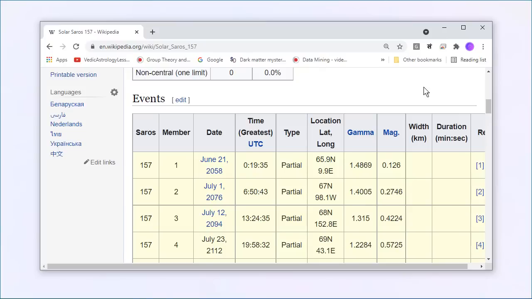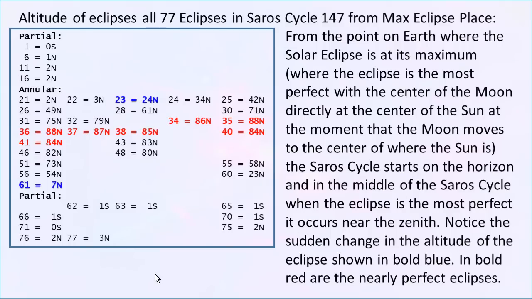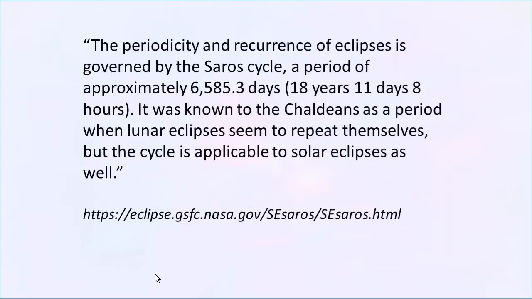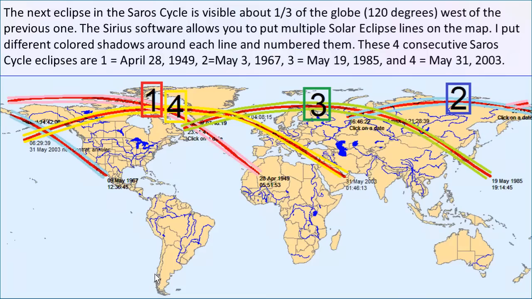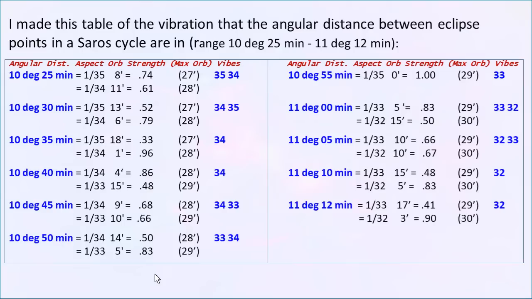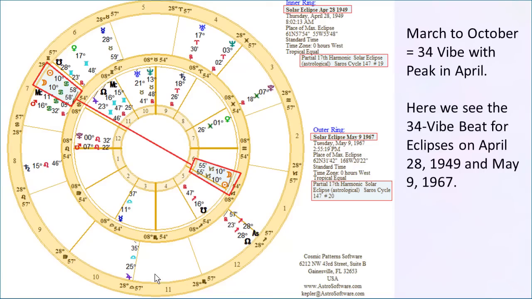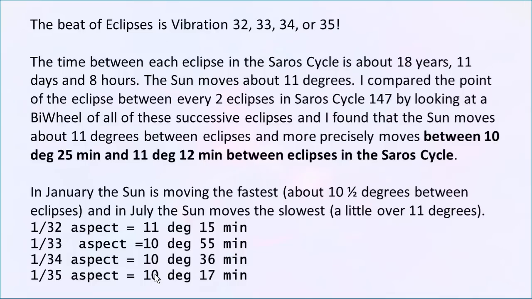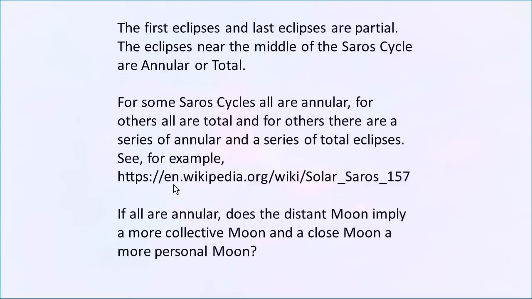Like the type that I was born in, they're all annular. I was born 3 days after the eclipse on April 28th, 1949. Let's go back to it. Oh, whoops. Well, we'll get to it. I know what I want to do. I want to show it to you in the program.